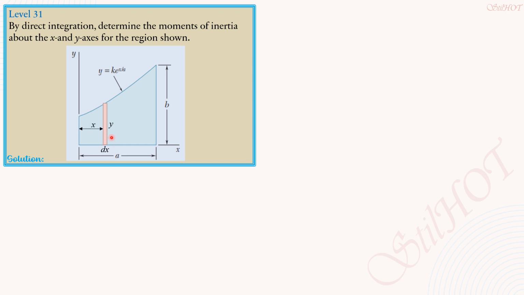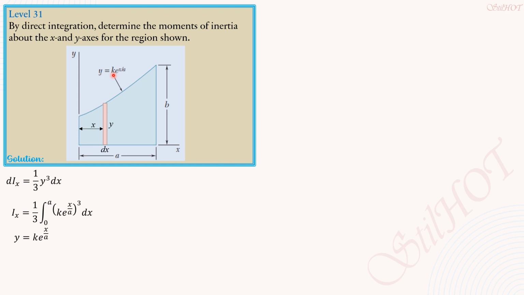So differential Ix is equal to the moment of inertia of the rectangular strip with respect to the base, and that is 1/3 y cubed dx, where y is equal to this. So Ix equals 1/3 integral from 0 to a of (k e^(x/a))^3 dx. Since at this point x is a, y is b, substitute into this formula to evaluate k.